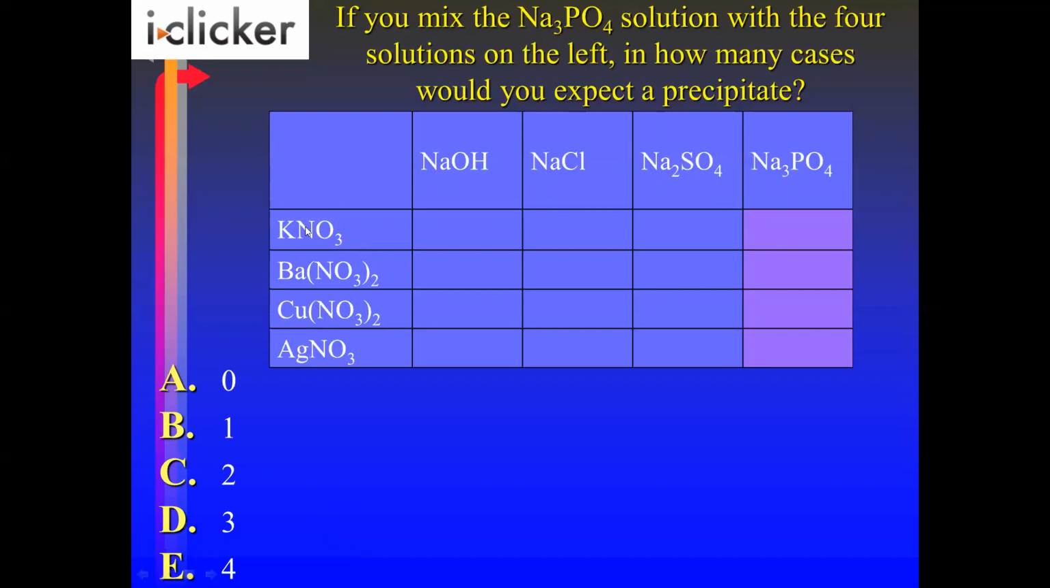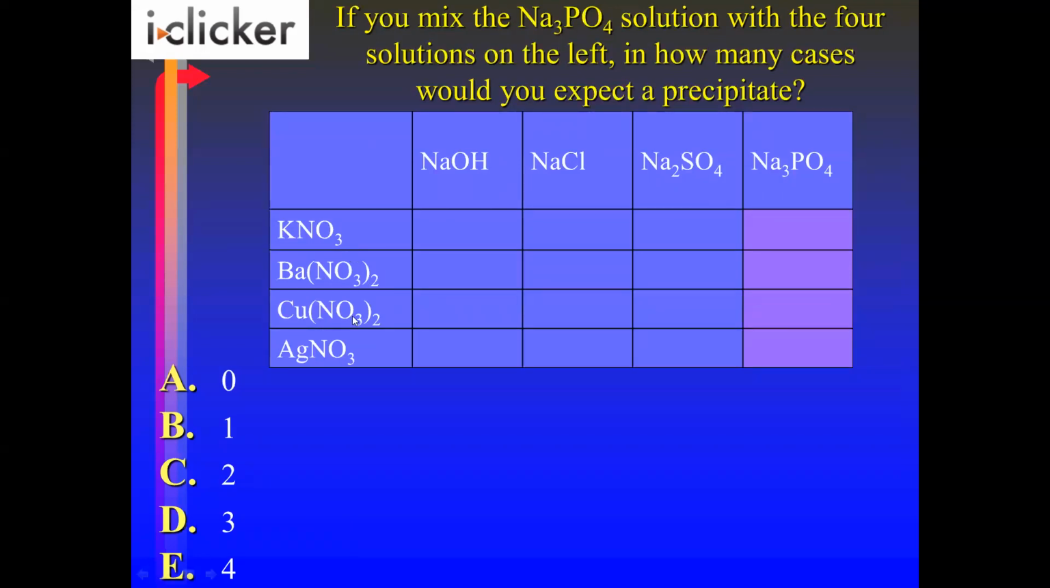For example, if this one is combined with this one, I think there will be no insoluble compound formed, because the sodium and the potassium are both group 1 elements. Whatever the anion is, it will be soluble anyway. So forget about these two.